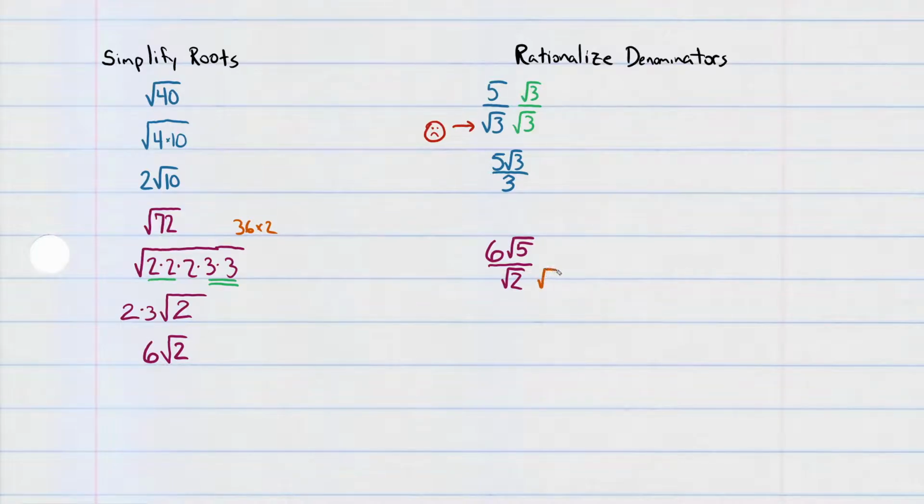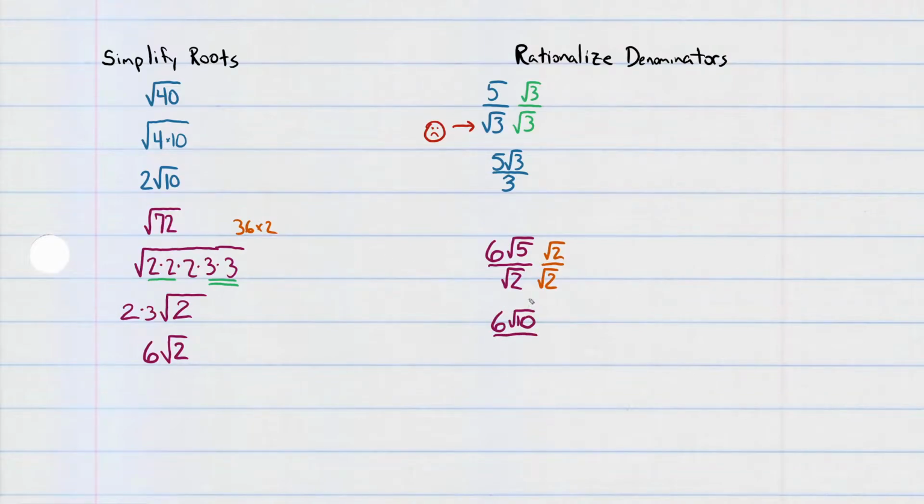We multiply by the square root of 2 in the denominator and in the numerator. So we're multiplying by 1. That's certainly allowed. So let's see what happens here. I'm going to write down the 6. The square root of 5 times the square root of 2 is the square root of 10. Now you can look at the previous examples. The square root of 10 does not simplify because it's 2 times 5.